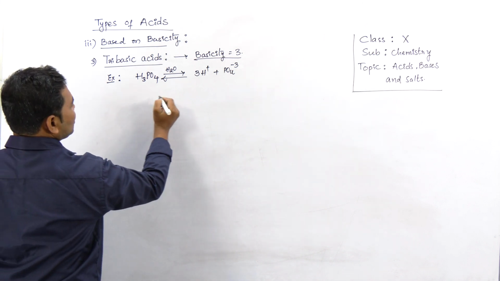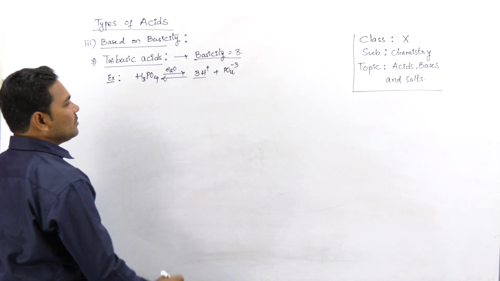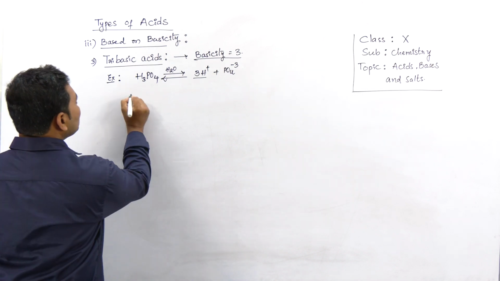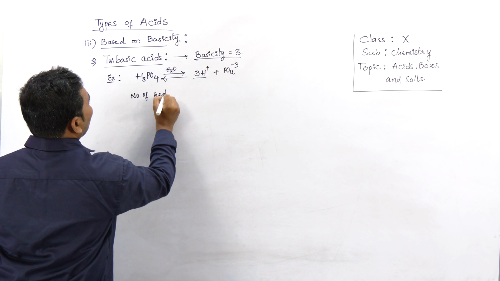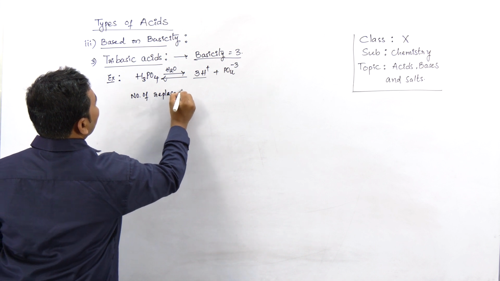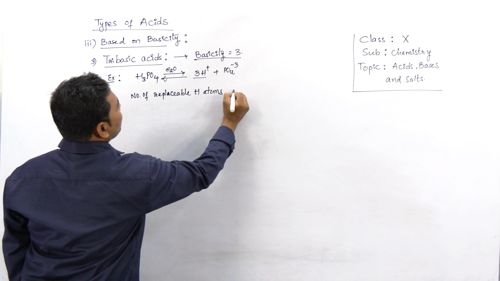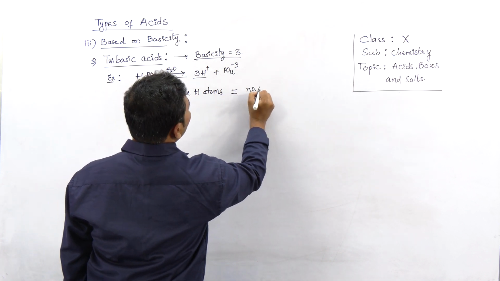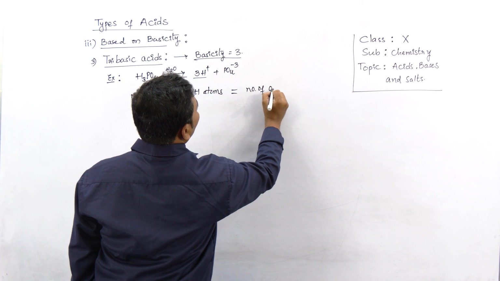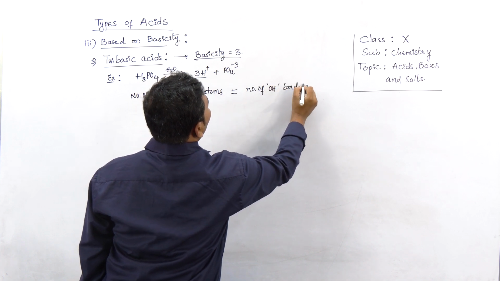Now if you look at the structure, sir, how can you say all the 3 H plus ions are replaceable? I already told you. The number of replaceable hydrogen atoms is equal to the number of OH bonds in one molecule.